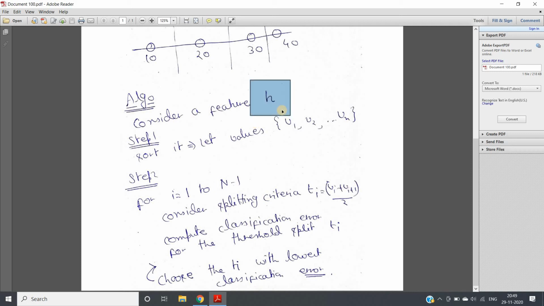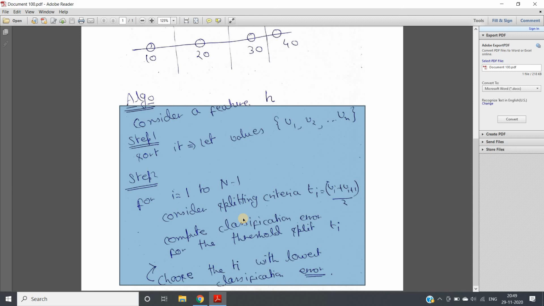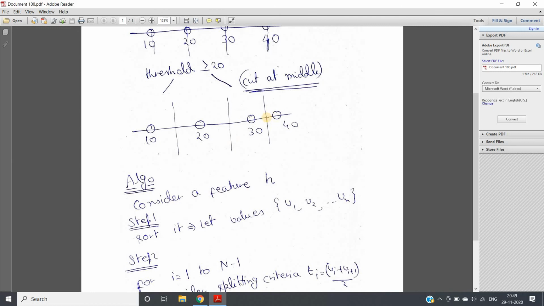Like that we have to compute for all the features, right? So this is the algorithm for deciding the splitting criteria or threshold for a continuous feature, because you can understand these are continuous features, right? Now in my next video I will be discussing how to compute it for categorical data.